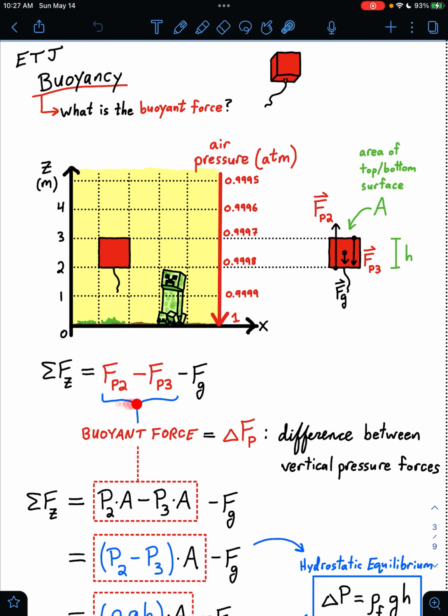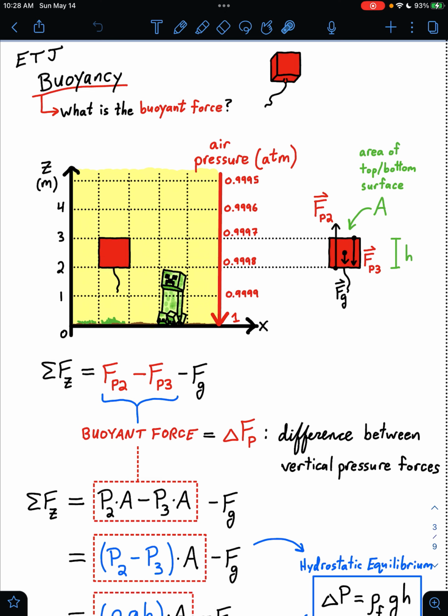And the difference between those two pressure forces, that is what we call the buoyant force. The difference between the vertical pressure forces. So we're sort of combining these two forces into a single entity that we'll call the buoyant force. So each pressure force is the pressure at that location times the cross-sectional area of the surface of the balloon that's acting on. So there's a P2A pushing upwards on this surface minus P3A pushing downwards on that surface.